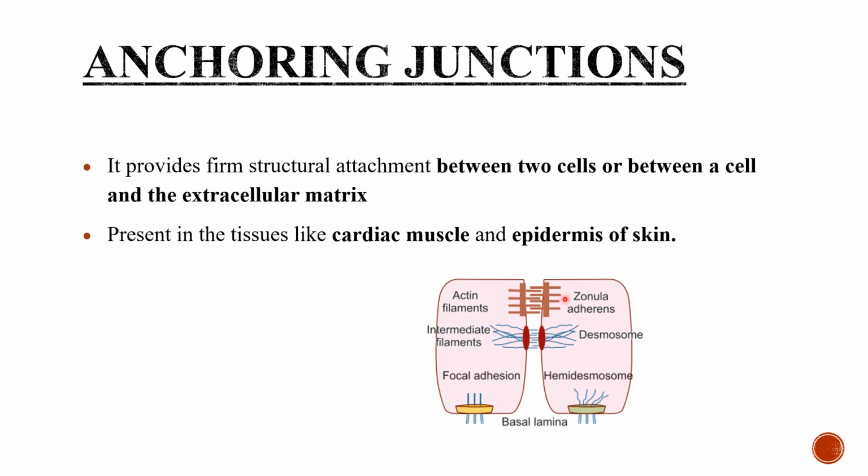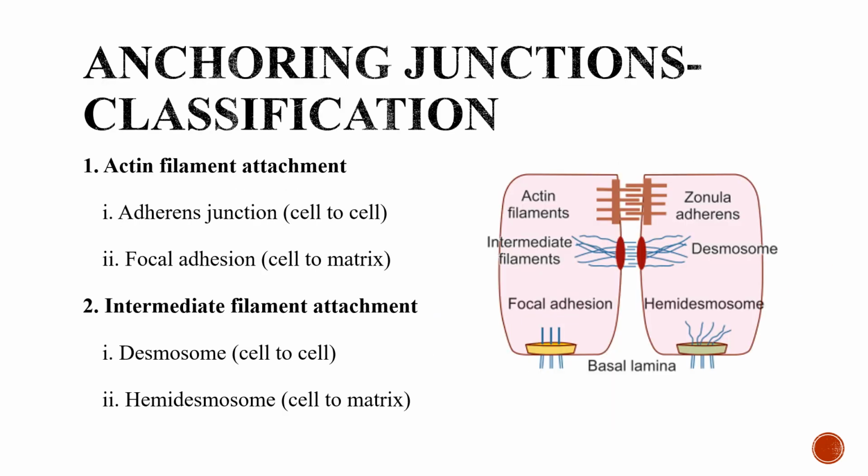So here you can see there are 4 different types of anchoring junctions: zonular adherence, desmosomes, hemidesmosomes and focal adhesion. There are 2 different types of filaments which make attachment, based on the actin filament attachment and based on the intermediate filament attachment. I'll show you clearly of this classification. So the anchoring junctions are classified into 4 types.